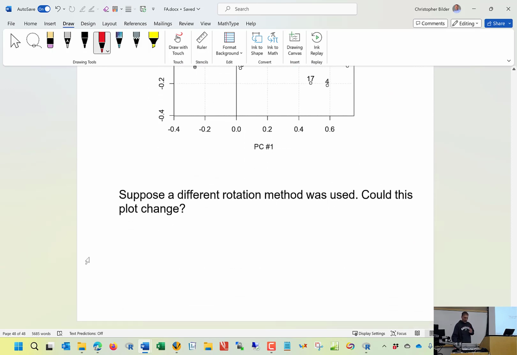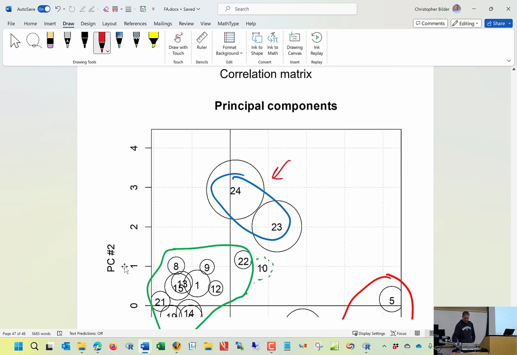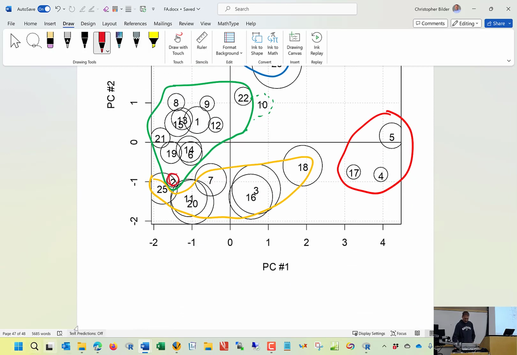So here's a question for you. Suppose I use a different rotation method. Could the plot change? Yeah. Because now my common factors are representing different bits of information. So the plot could change. Okay, so that concludes the factor analysis section.